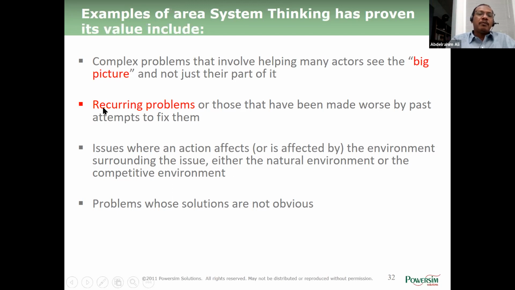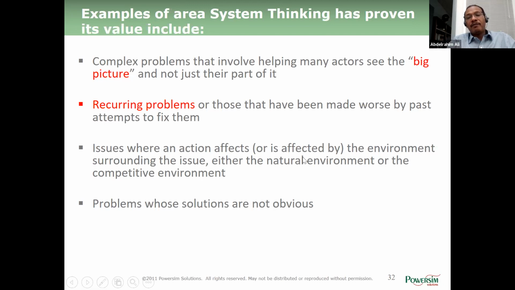It also shows value in recurring problems, or problems that have been made worse by past attempts to fix them. One of the archetypes of systems thinking is fixes that fail, which means you have a problem, you rush to do an intervention, and then the intervention makes it worse and creates another problem. Then you run to solve that problem by implementing an intervention, and that intervention also creates another problem, and so on.